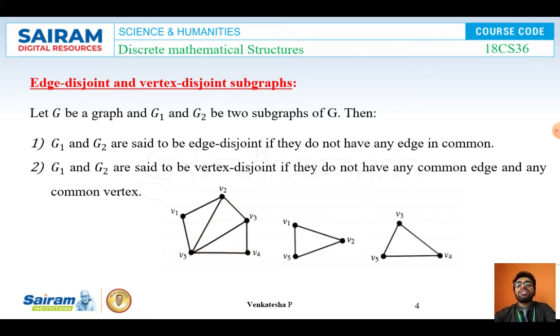Next, G1 and G2 are said to be vertex disjoint if they do not have any common edge and any common vertex in them. So with this condition we can say that G1 and G2 are vertex disjoint subgraphs.